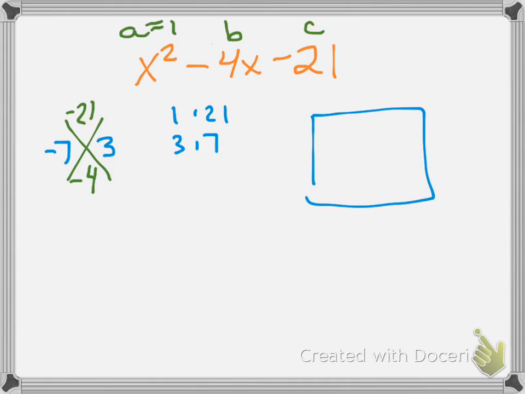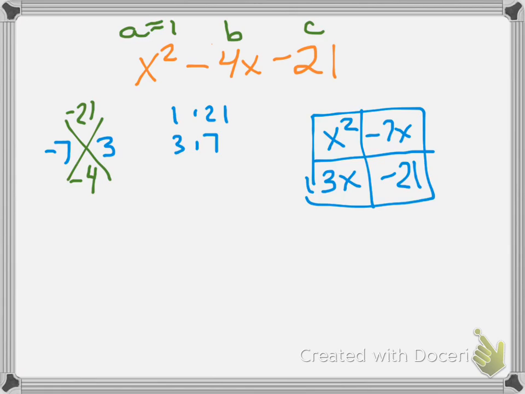Now we're doing this box thing. We put our squared term here and our C goes here. And then negative 7x and 3x go in the other two places. And again, I'm getting those from my diamond problem.